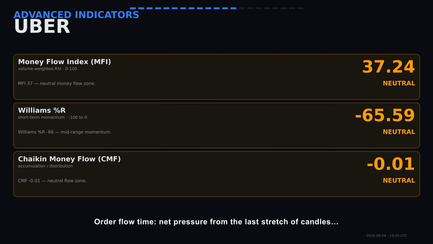And to round out the indicator suite, 3 more advanced reads. Money Flow Index, the volume-weighted RSI, reads 37, signal neutral. Williams percent R is at 66, neutral. Chaikin Money Flow reads 0.01, neutral. Together, these 3 confirm whether the volume's actually backing the price move or whether it's just speculative noise.